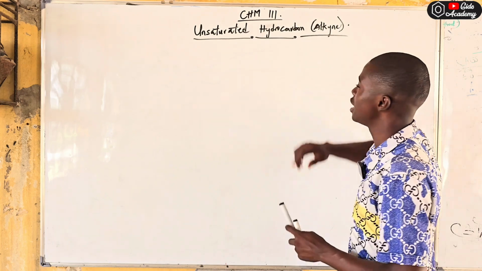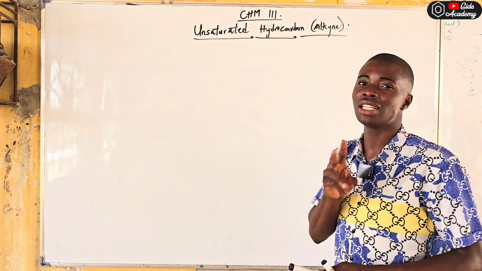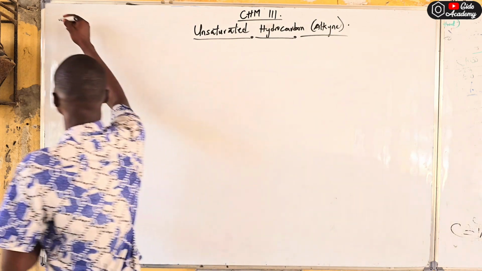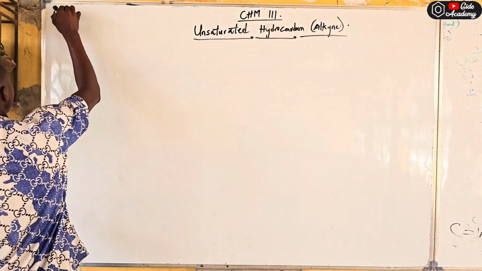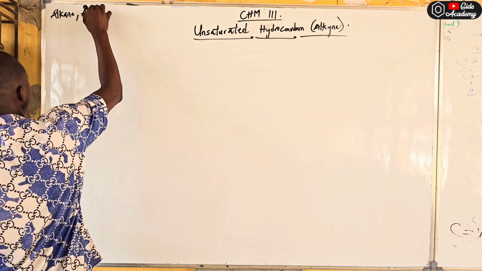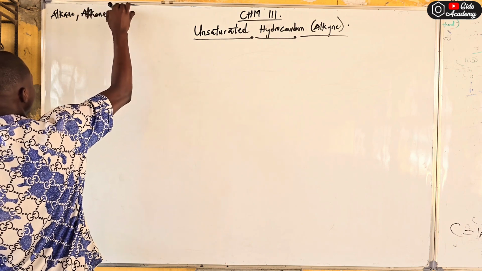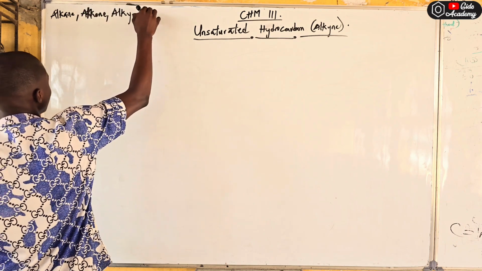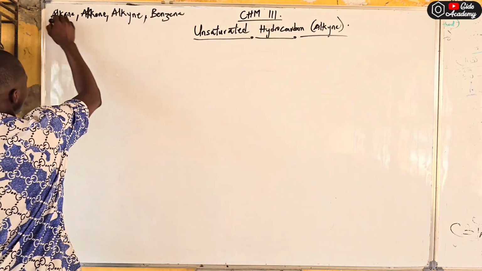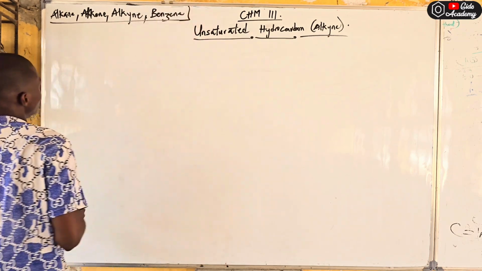In this video, we're dealing with alkyne. Please take note. There are four major types of unsaturated hydrocarbon. The first one is alkane, the second one is alkene, the third one is alkyne, which is the one we are going to treat today. Then the next one is benzene. Please take note, this is actually another examination question.